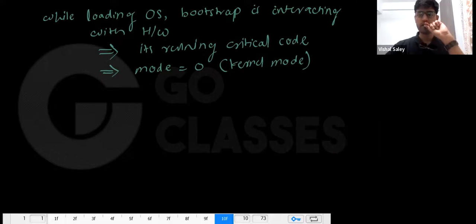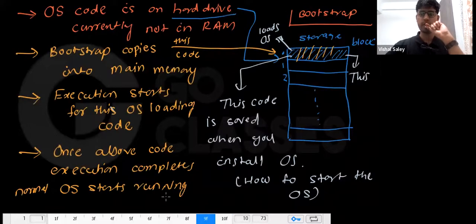I don't understand this question. There is no process up to this point, right? The only thing that we have is the loading of the operating system. That's it. Once the operating system loads, then only the user comes in. The user cannot use the system before the operating system is running, or before it is loading.